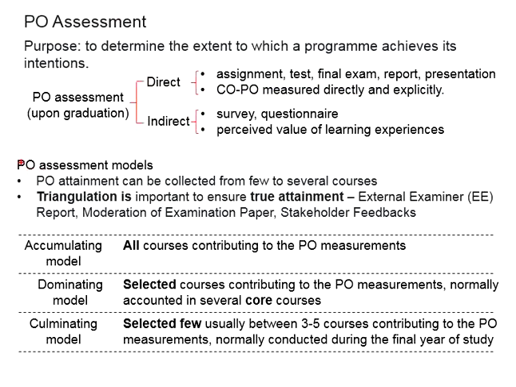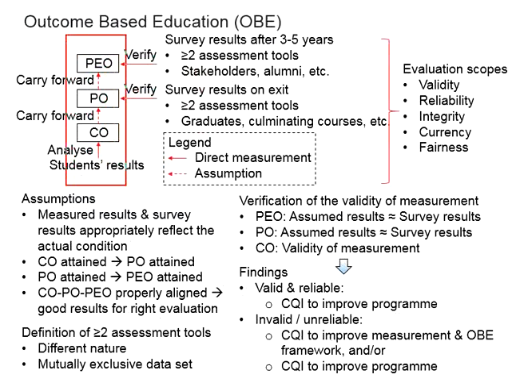Next, let us talk about the PO attainment model. Basically, there are three types of models here: accumulating models, dominating model, and also culminating models. All these models are similar in the sense that they follow this framework. You acquire the result from the students, analyze the result, determine the attainments of the COs, and then subsequently we will be able to determine whether the POs are attained.